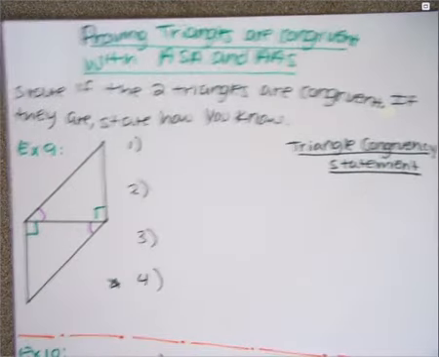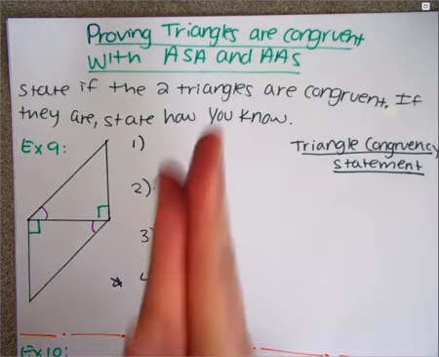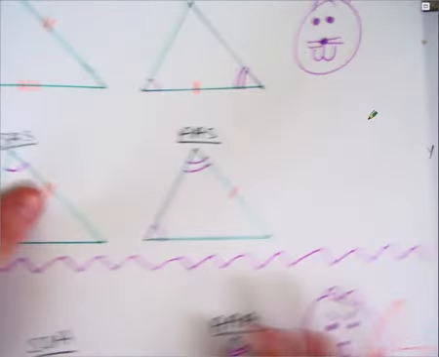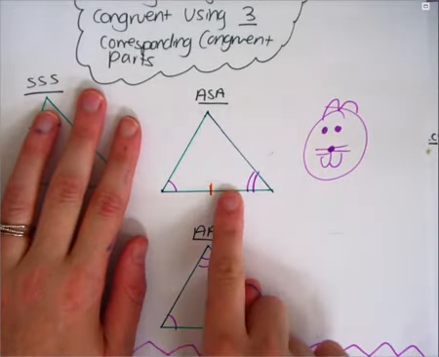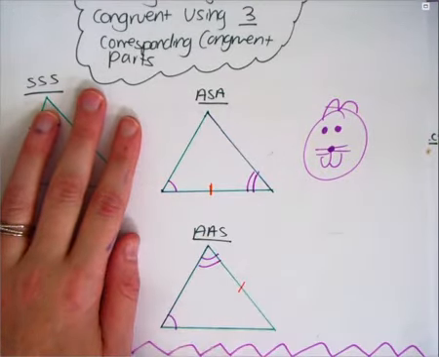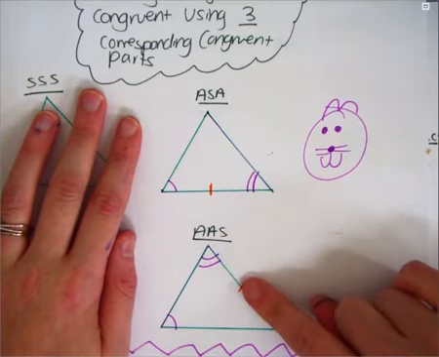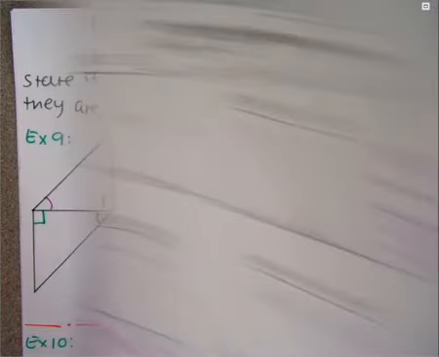Okay, so again, we're going to state if the 2 triangles are congruent, and if they are, we're going to state how they know. And this time we're focusing in on the ASA postulate and AAS. So again, ASA is 2 angles marked congruent with the side in between them, and AAS is 2 congruent angles with the side marked that is not in between them. So these are the 2 we're focusing on right now. Okay, let's get going, you guys.